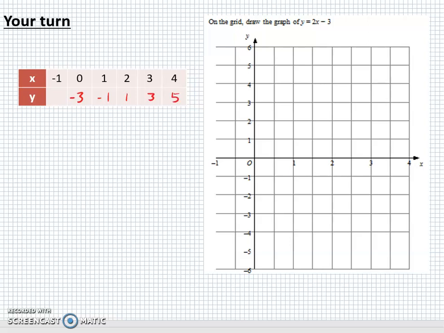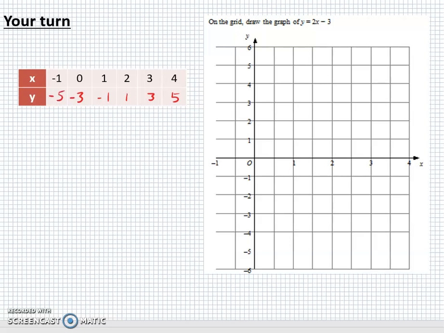Okay, maybe you can see a bit of a pattern here that they're going up in 2s, which means this one here would be -5. But if you can't see that pattern, then do substitute that in. So you do 2 times -1, which is -2. Take away the 3, which is -5.